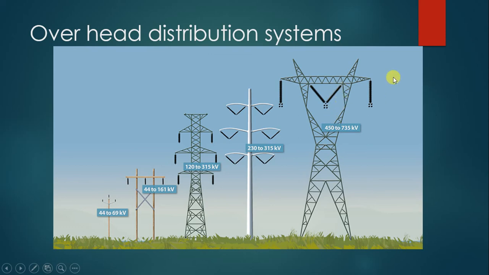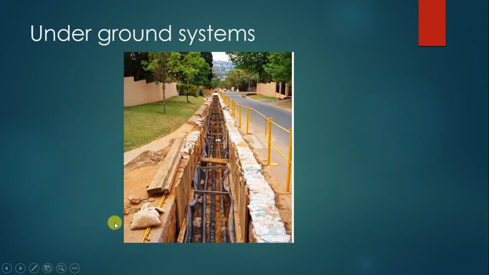This is a high power or high voltage transmission. This is also a high voltage transmission. Even this is also a high voltage transmission. So till this, it's a high voltage transmission. But in our Indian electrical networks, we use this for local transmissions as well. Underground systems. How many of you have encountered or seen an underground system?